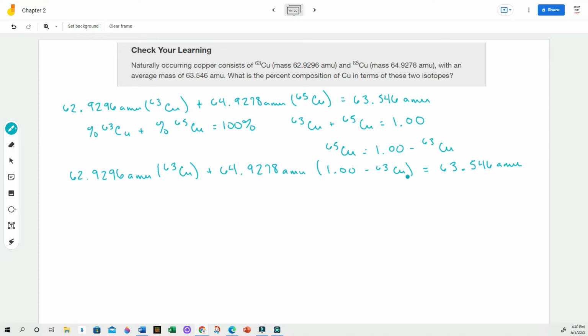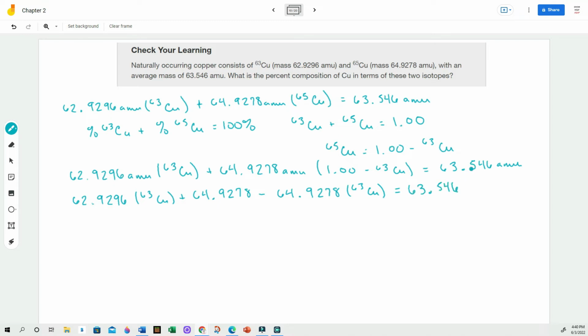So let's go ahead and distribute right here. And again, I'm going to just drop my AMU for simplification's sake, but of course those units do not go away. I'm just saving a little bit of time and space by not writing them down. Okay, this term still stays the same. And now I'm going to have the 64.9278 times 1, which is just 64.9278 minus this term times my copper 63, which is 64.9278 times copper 63, and this again still equals our 63.546.